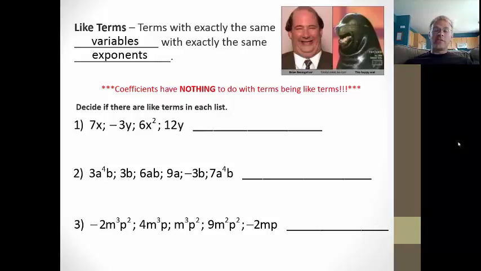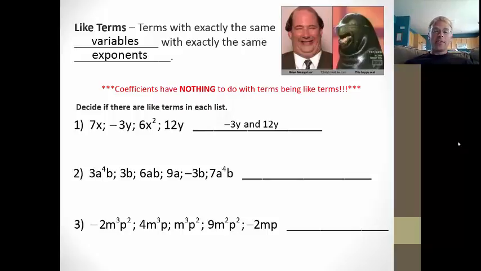Well, hopefully you said negative 3y and 12y. Notice they both have the same variable, and as far as we can tell, neither variable has an exponent there. So they have the same variables and the same exponents. 7x and 6x squared are not like terms because even though they have the same variable, those variables have different exponents. Let's take a look at the second list here.